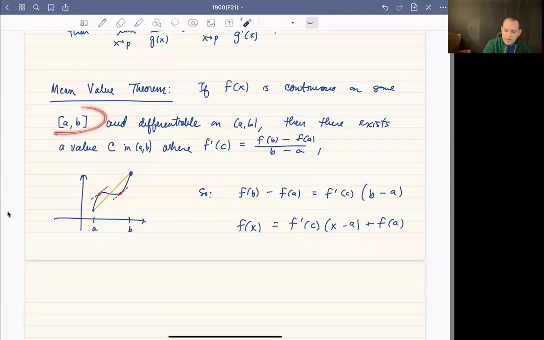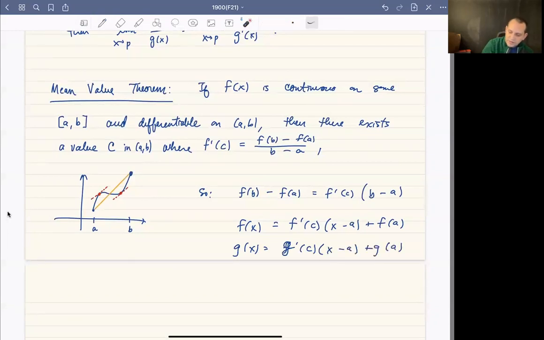Because remember, this works for any interval. So anyway, you can do this, and you can basically exchange f of x for this expression. And you have a similar expression for g, right? So for g, you get that this is going to be equal to g prime of c times x minus a plus g of a.